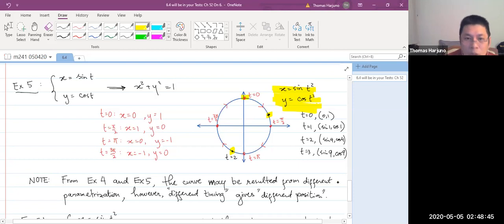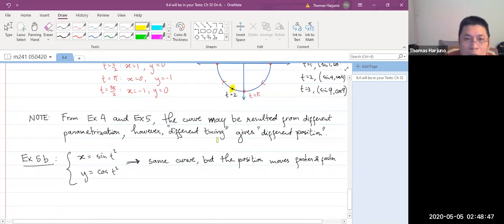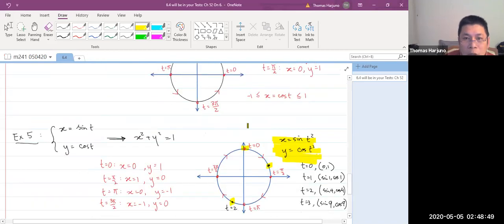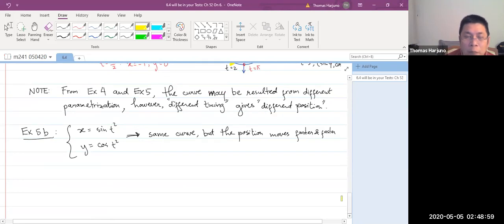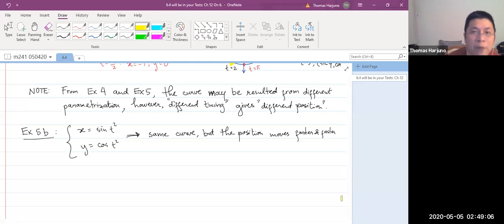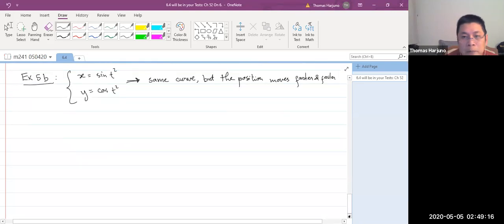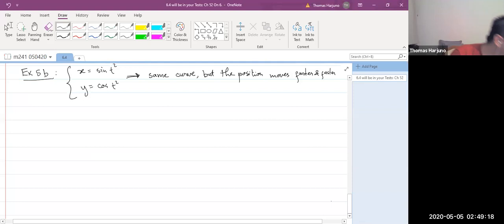So yes, we still get the same graph, but the way the point moves along this curve is faster and faster like that. Or of course you can also slow it down. So the curve may be the same, but the position is different at different timing. The way I did my example 5B actually makes the point on that curve move faster and faster.